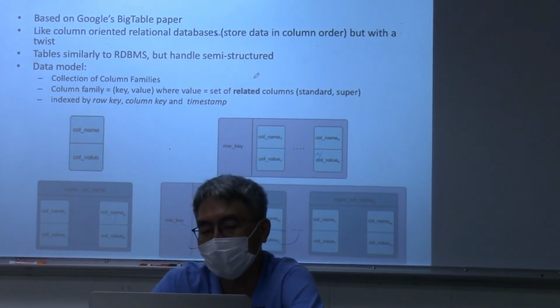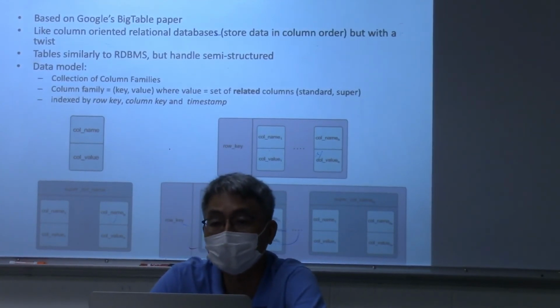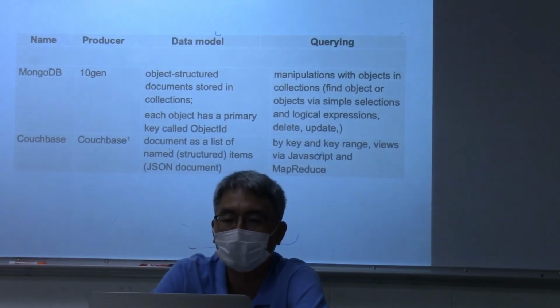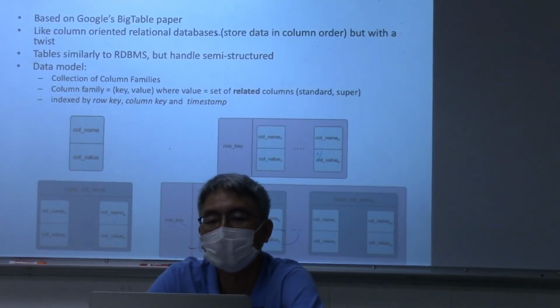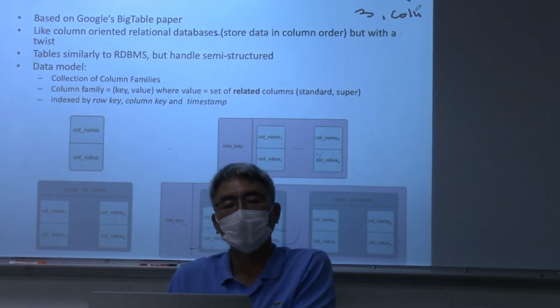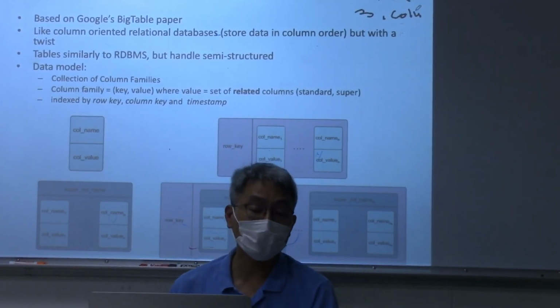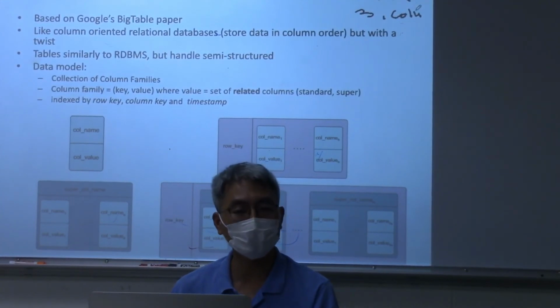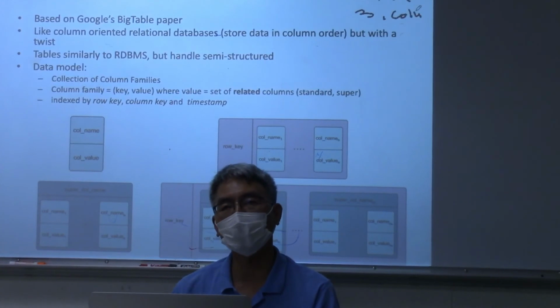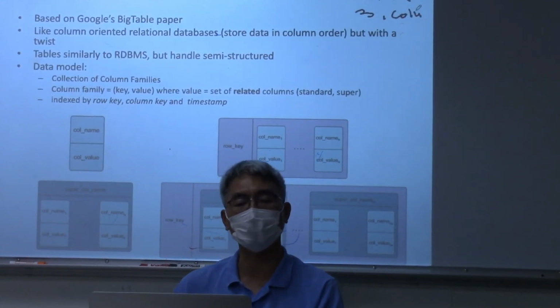The next one is column-based. So far we have the key value, the second is the document, and the third one is column-based. What is column-based? To understand what a column-based database is, we need to think about the relational database. Next week we will see more details about the relational database from a NoSQL perspective.